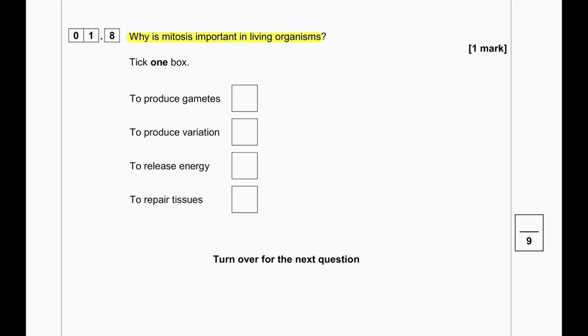Why is mitosis important in living organisms? Well, mitosis allows living organisms to produce new cells, those that are identical to the parent cell that they came from. So that can easily lead to repairing of tissues. So repair of tissues is going to be the answer.